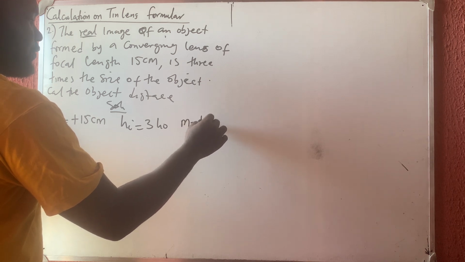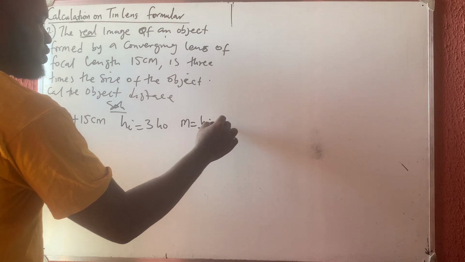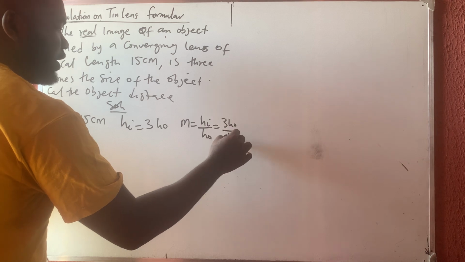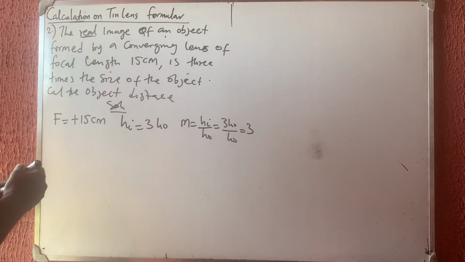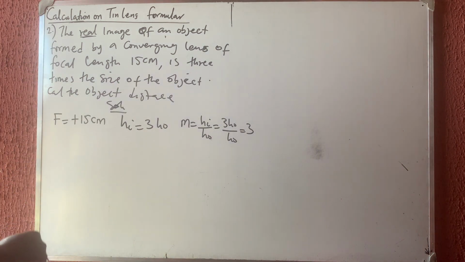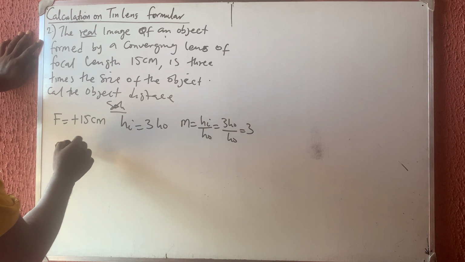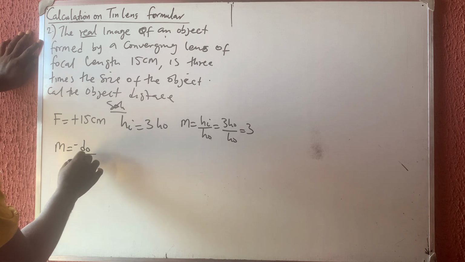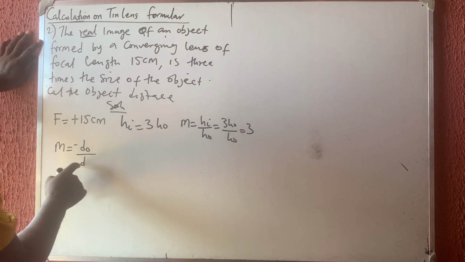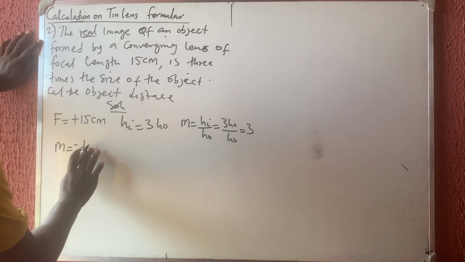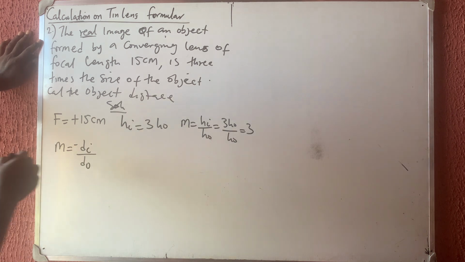is height of image over height of object, which is 3HO over HO, which is 3. So the magnification here is 3. If the magnification is 3, we can now calculate what we need. My M is going to be negative the image distance over the object distance.